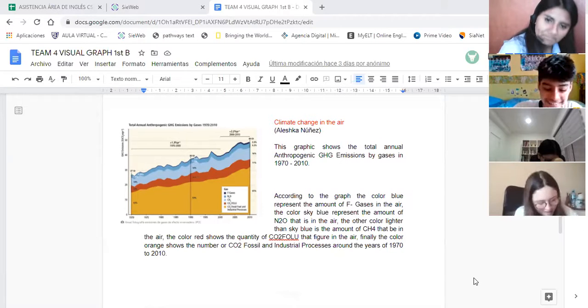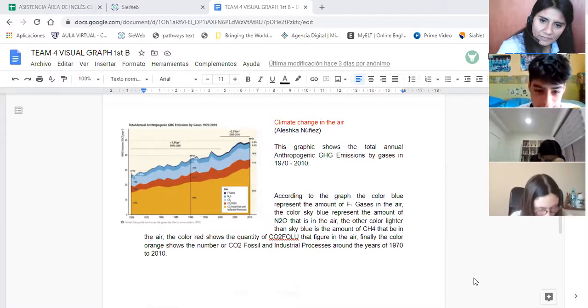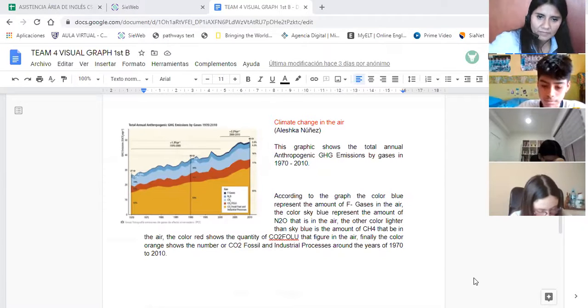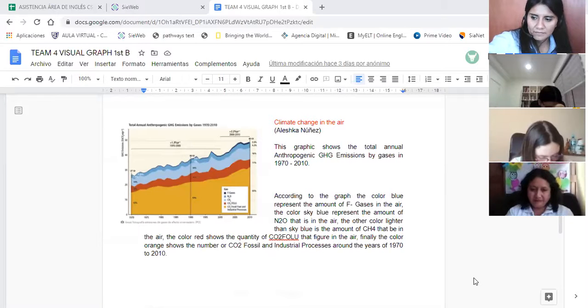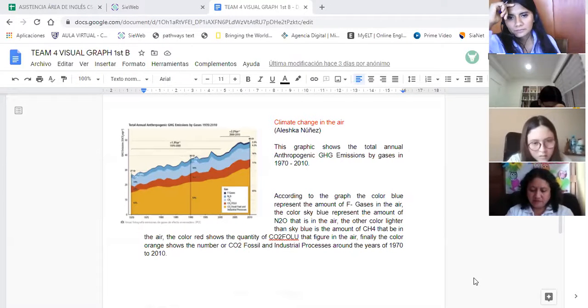2010. According to the graph, the color blue represents the amount of F-gases in the air. The color sky blue represents the amount of N2O that is in the air. The other color, lighter than sky blue, is the amount of CH4 that is in the air. The color red shows the quantity of CO2 FOLU that figures in the air.